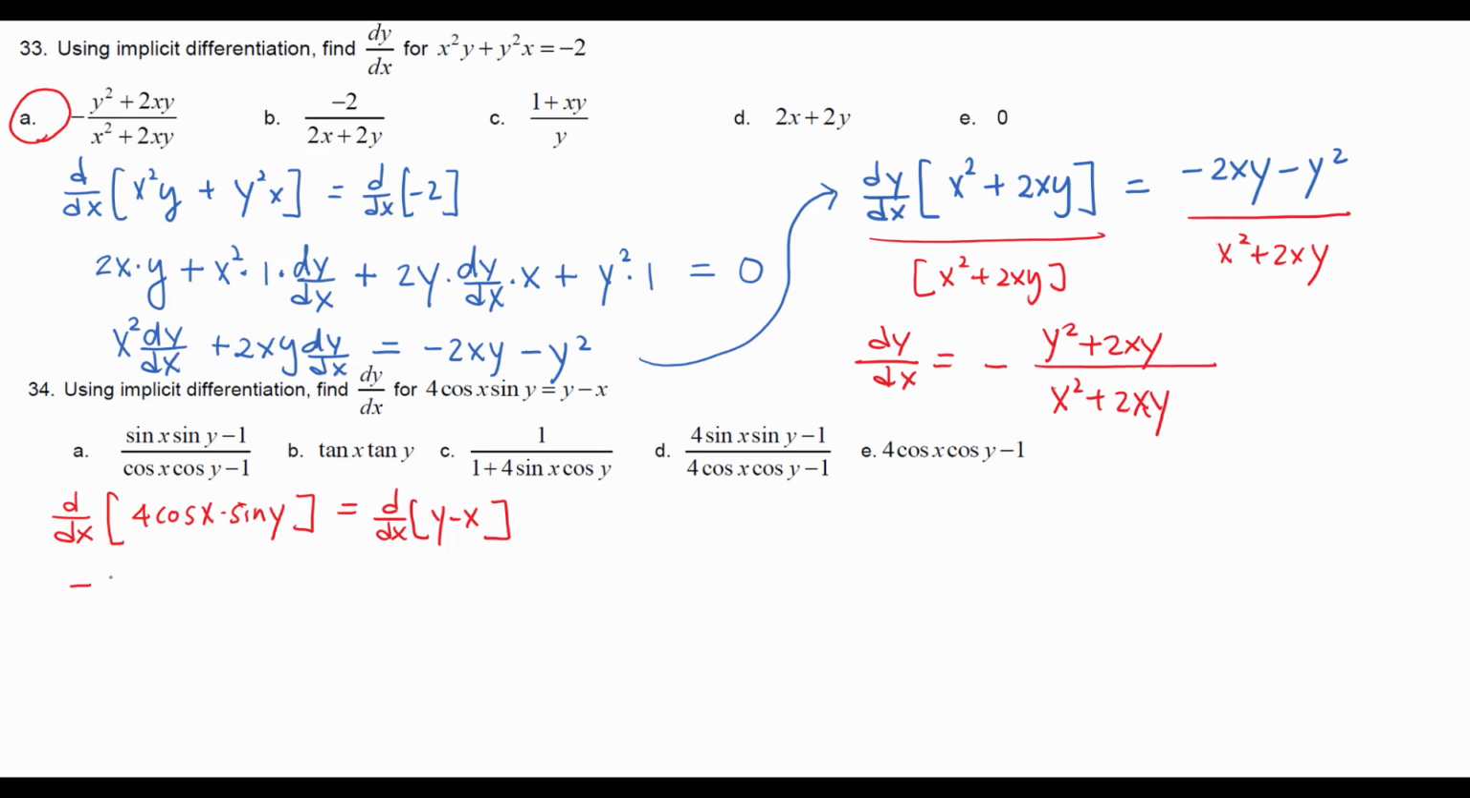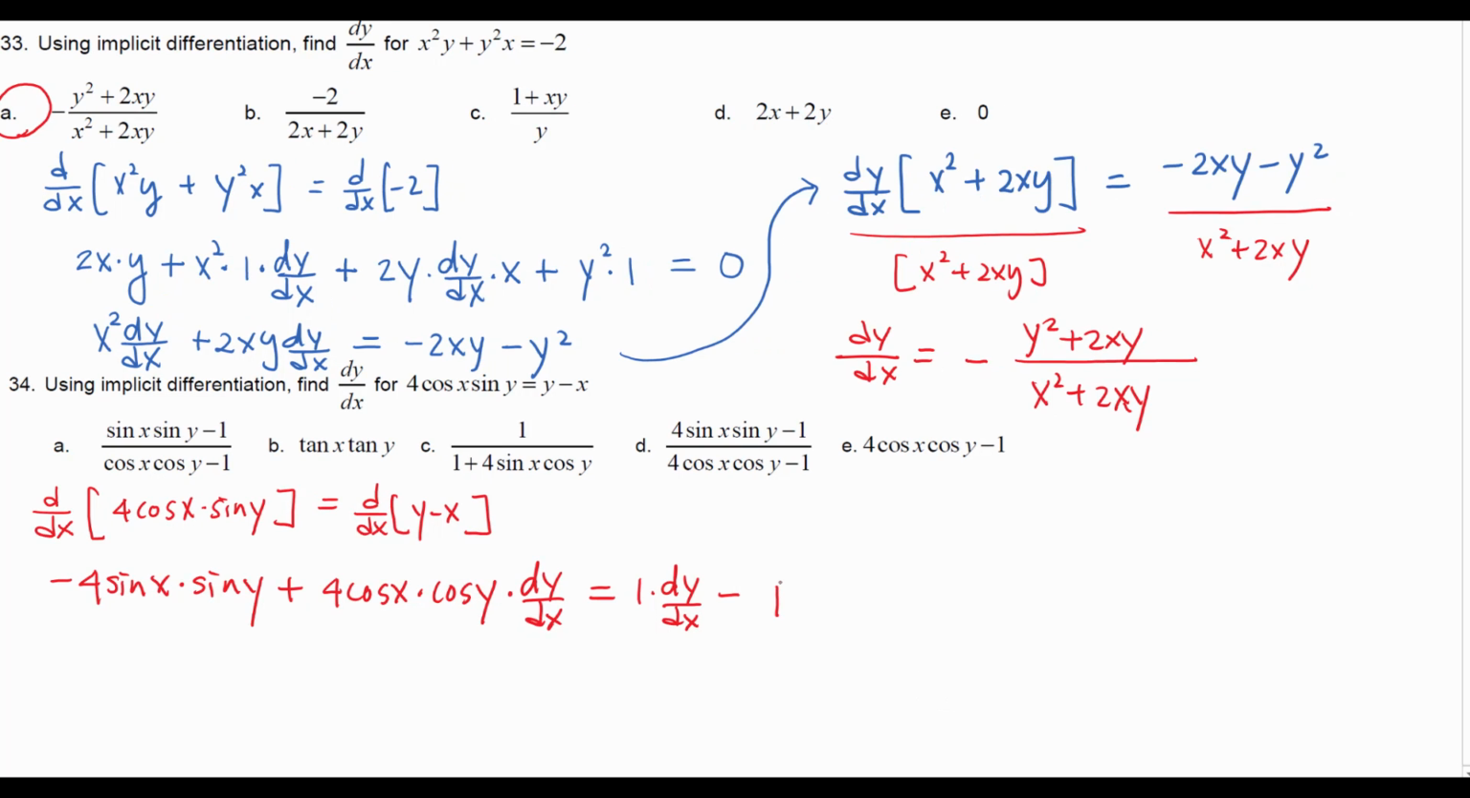So I get negative 4 sine x times sine y plus, now we're going to take the derivative of the second function. And derivative of sine y is cosine y dy/dx. So I'm going to get 4 cosine x, take the derivative of sine y, we said cosine y dy/dx, equals derivative of y is 1 dy/dx minus derivative of x is 1.